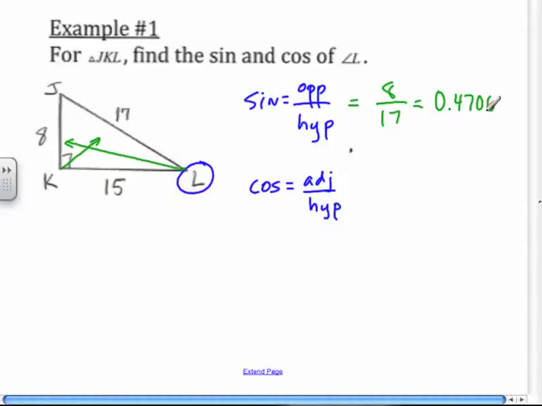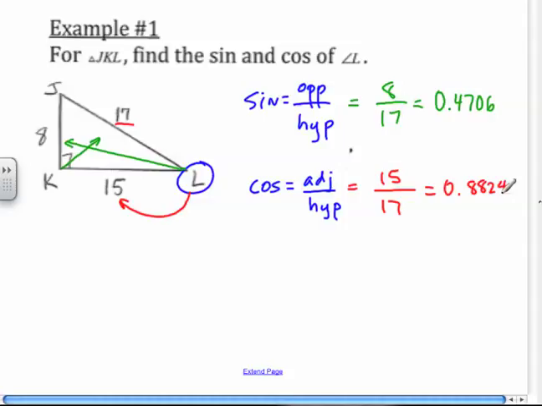And then the cosine of L is going to be the adjacent. Now remember, adjacent is the side that helps form the angle but is not the hypotenuse. So the adjacent to L is going to be 15 over the hypotenuse, which is 17. And if I take my calculator and change that to a decimal, I'm going to get 15 divided by 17, and that's going to give me 0.8824. So that's approximately the cosine of angle L.